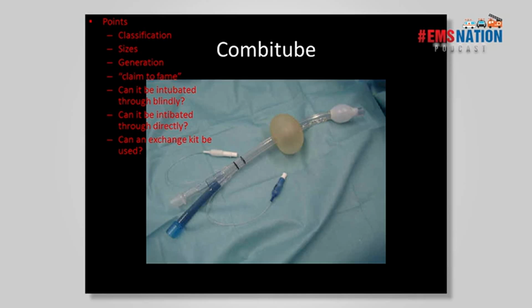It cannot be intubated through blindly. You can't just put an endotracheal tube through it. It cannot be intubated through directly. Okay, so you can't put an endotracheal tube through it and put a fibroscope through it so that you can just drive that into the airway. And an exchange kit cannot be used. Okay, so you pretty much have to deflate the balloons and try to intubate around it or just yank it out.